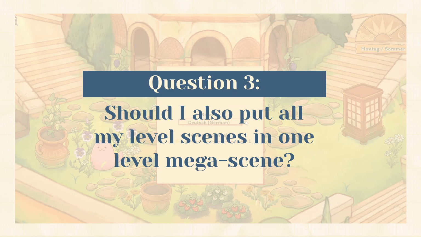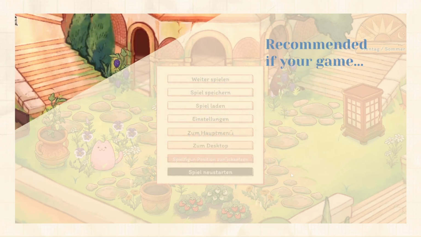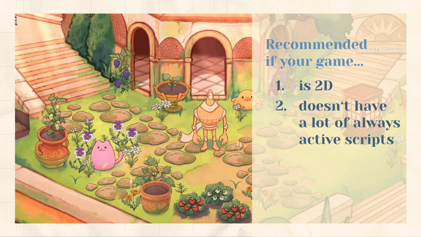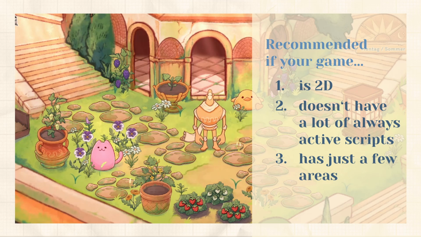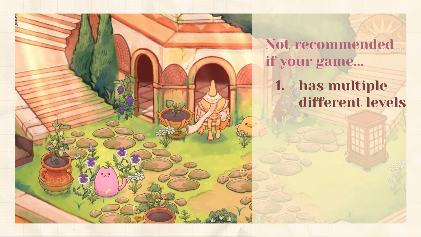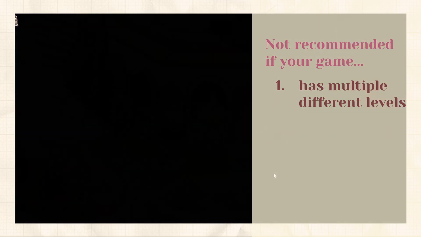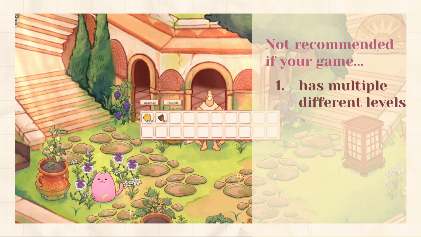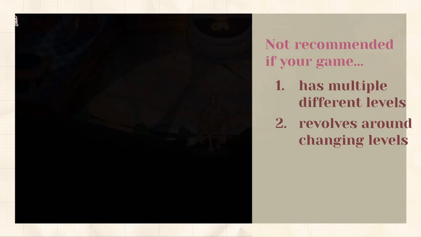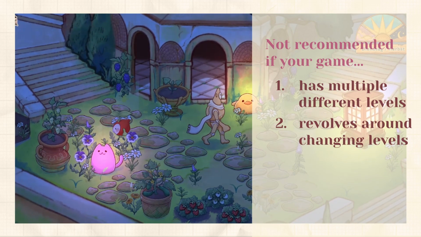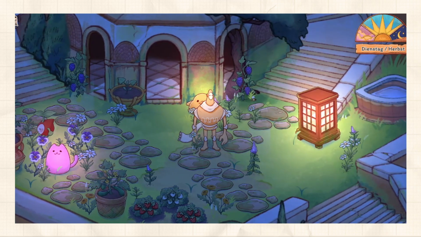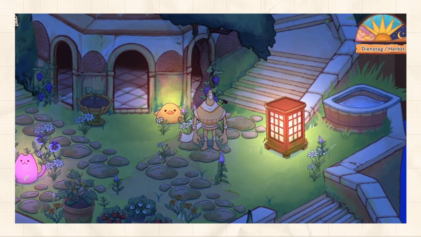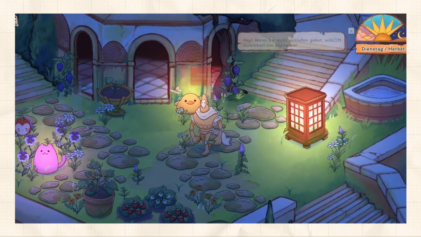Question number 3. Should I also put all my level scenes in one level mega scene? If your game is similar to our game in the way that it is 2D, doesn't have a lot of always active scripts, and just a few different levels/areas, I would recommend you to do so. But if your game has multiple different levels that aren't always accessible, I would recommend you to deactivate these levels/areas completely when they are not needed if you still want to have them all in one scene. If your whole game revolves around different levels, you should probably keep them in separate scenes and load them if needed. Maybe keep your essential game data and player character in a separate scene and try out the 2 scene actives at a time model too.